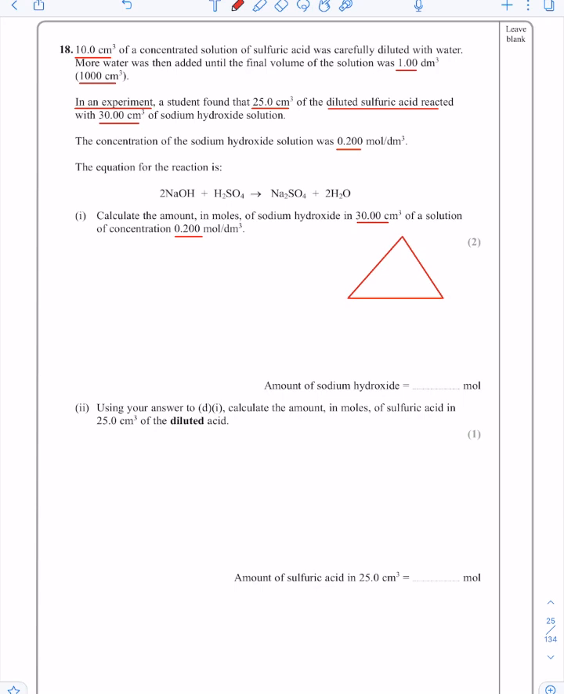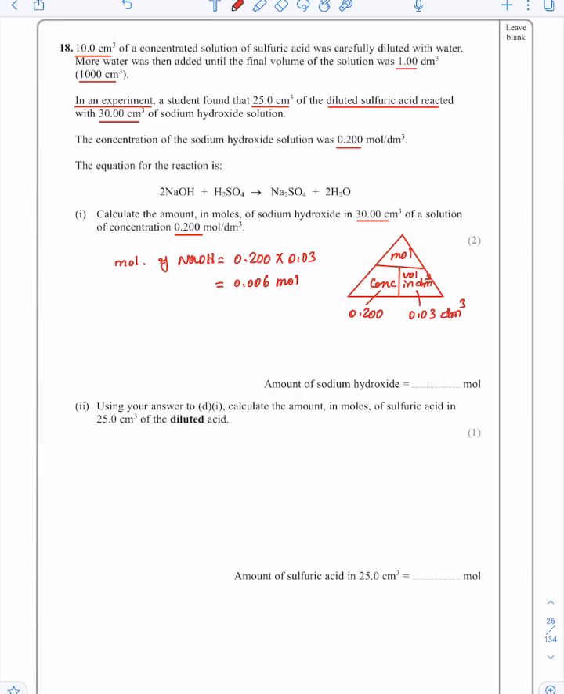طيب احنا معانا الرول اللي بيربط الكونسنتريشن بالمولز، بيقول ان الكونسنتريشن is equal to moles over volume in cubic decimeter. طيب معايا الكونسنتريشن 0.200 ومعايا الفوليوم 30، بس نعمله dividing على 1000 عشان نحوله من cubic centimeter لcubic decimeter. 30 over 1000 يبقى 0.03 cubic decimeter. يبقى هنا عاوزين نجيب المولز of sodium hydroxide، يبقى نعمل multiplying 0.200 by 0.03 ده يدينا 0.006 moles. دي الفيرست question اللي هو I 0.006 moles.